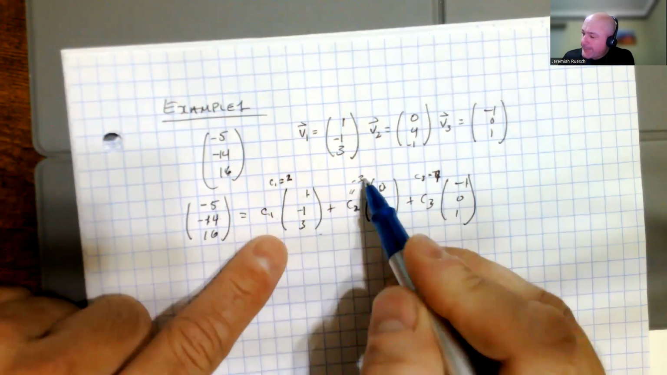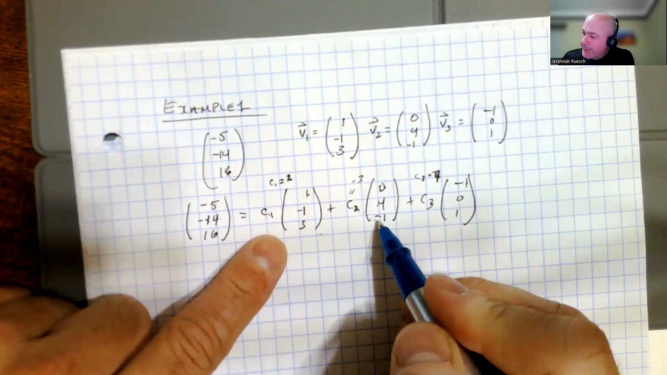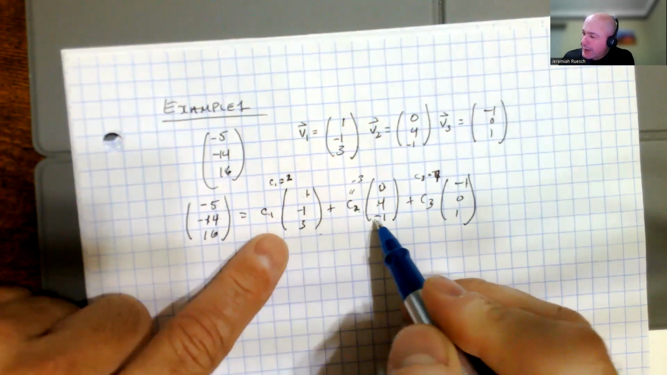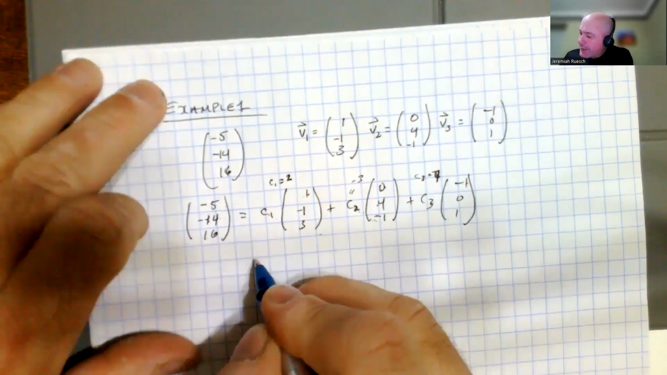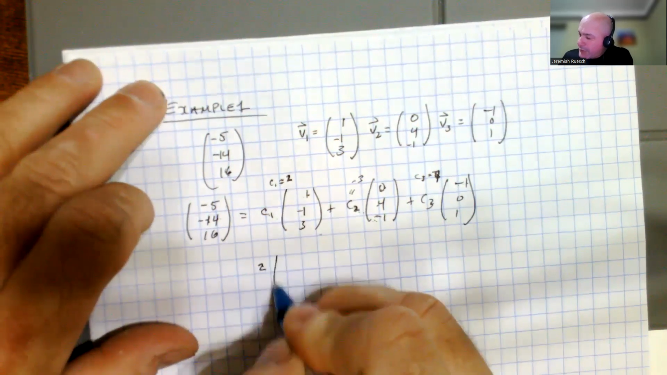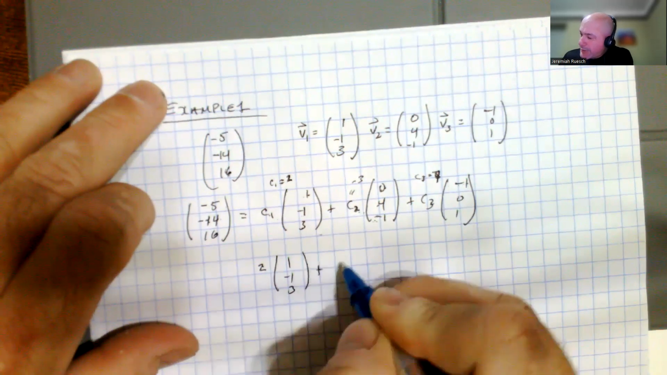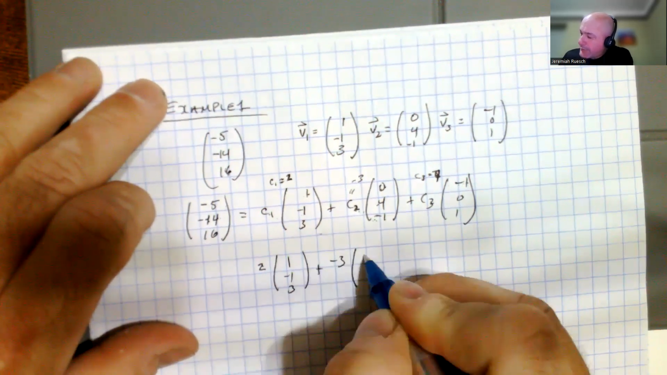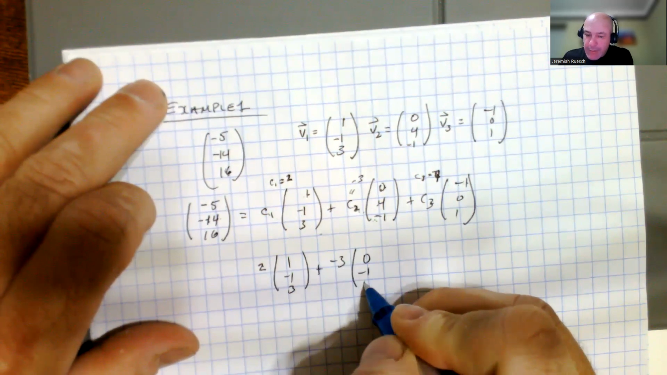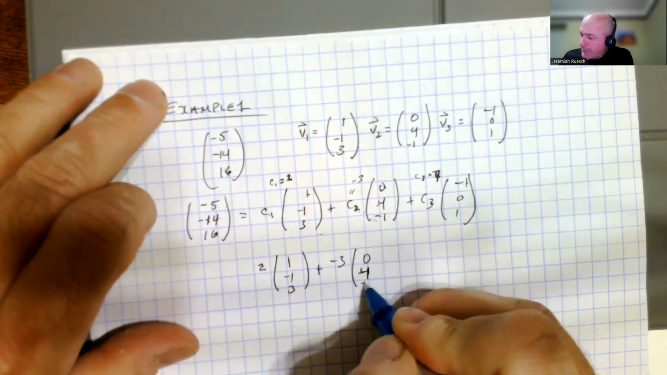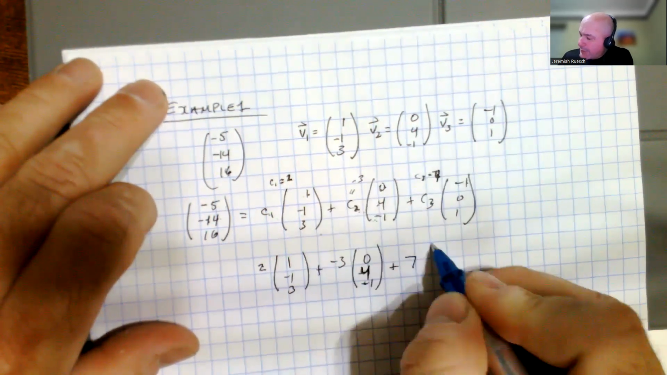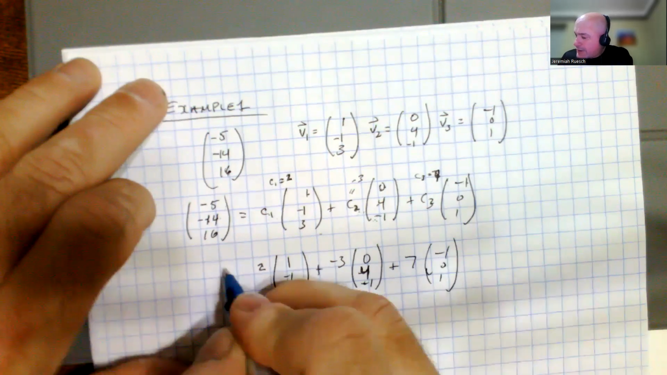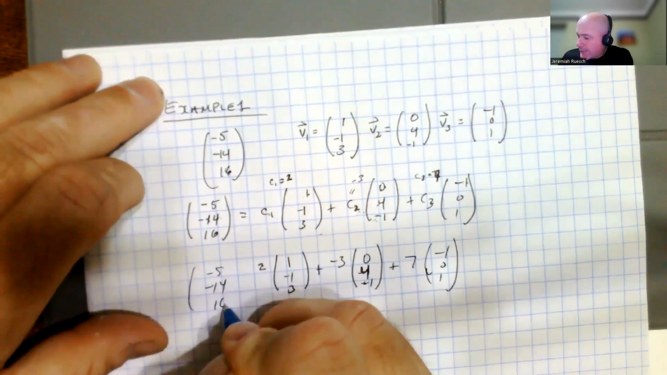So this would be 6, and this would be positive 3. So that'd be 9 and 7. 9 plus 7 is 16. Oh, that works. So it looks like if we choose 2 times 1, -1, 3, plus -3 times 4, -1, and then plus 7 times -1, 0, 1, this combination gives me -5, -14, and 16.